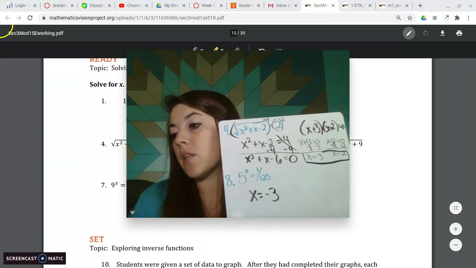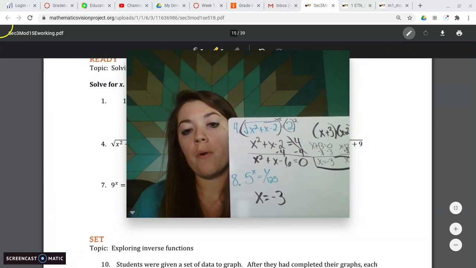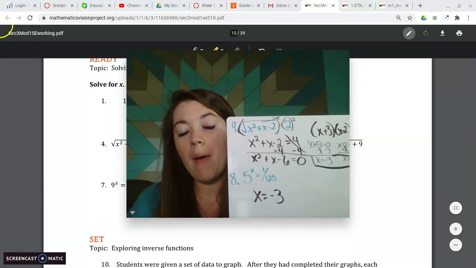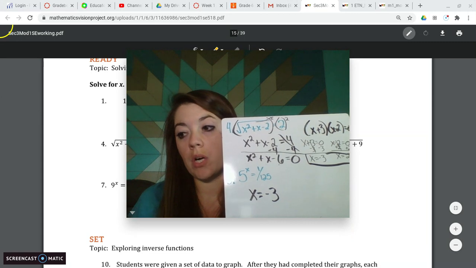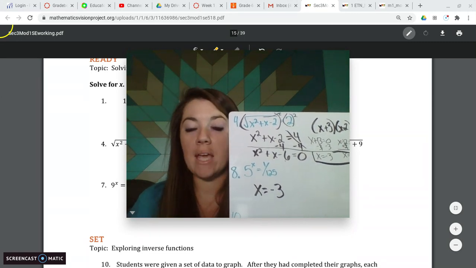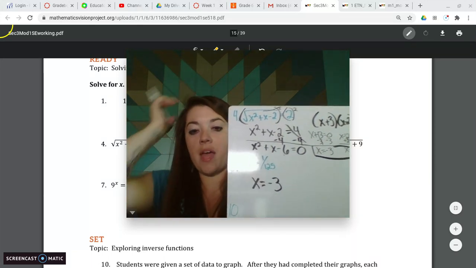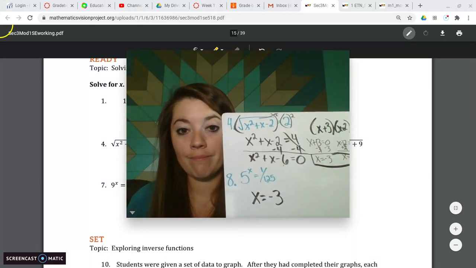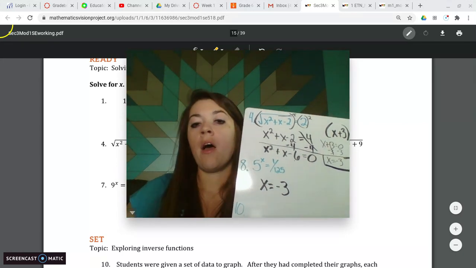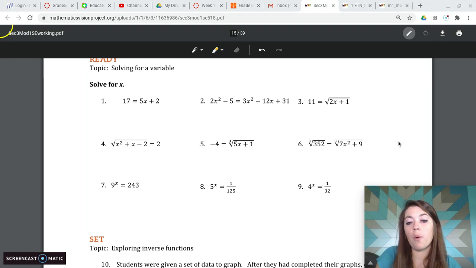So with problems like those, I think it's 7, 8, and 9, you're looking to figure out, okay, to what power do I have to take this base number to get my other number? So test it out. If it's a fraction, make your x value a negative. If it's a whole number, then it just stays positive. Alrighty? Excellent. Okay, the next thing we're looking at is more with our inverse functions.